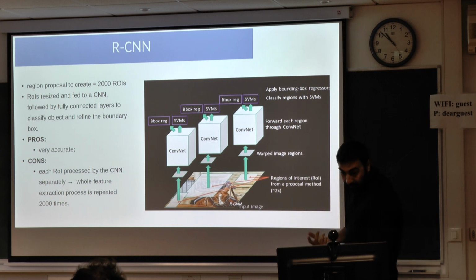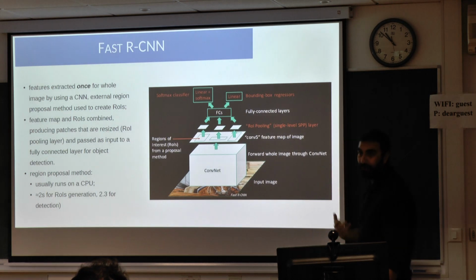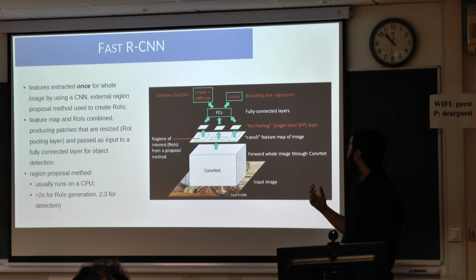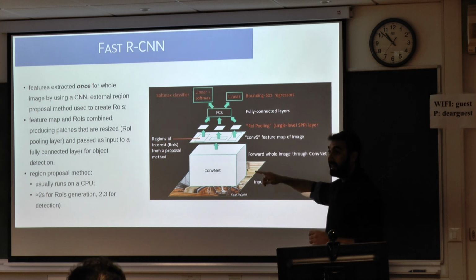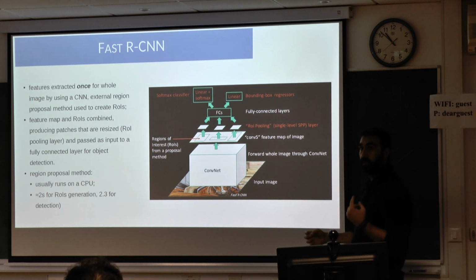So a step forward, an improvement from RCNN, is the Fast RCNN. And if you think the name is original, wait for the next one. But in general, what you do is you have your image, you extract the features just once for the whole image, and you do the same thing as before.